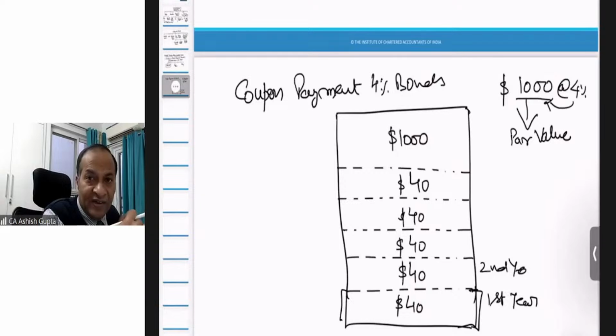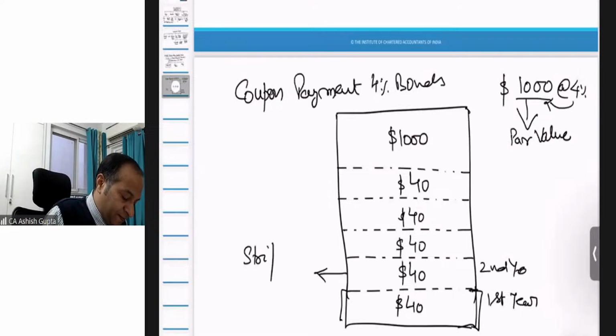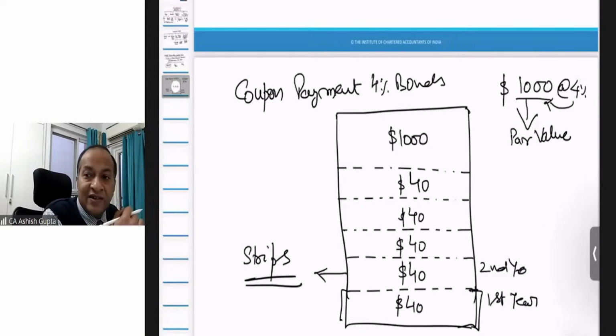Now, very interesting fact, student, these coupons used to be separately traded. So that's why they used to be called strips. These are called strips. Okay, student.